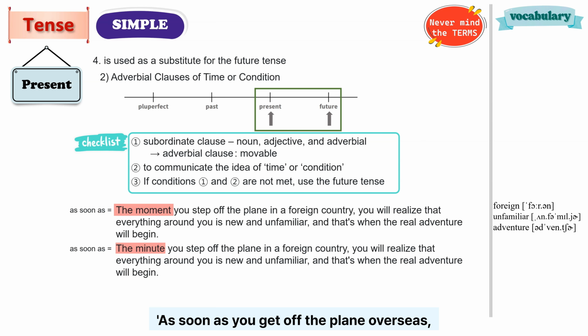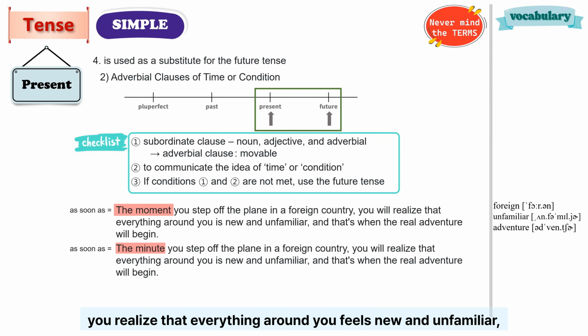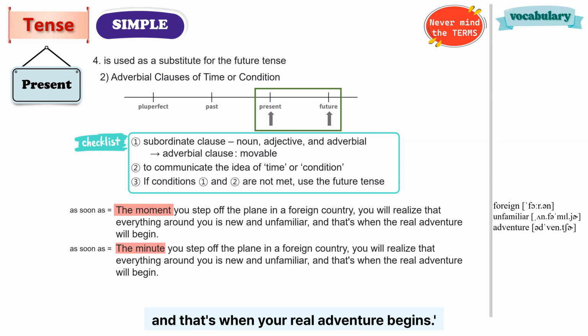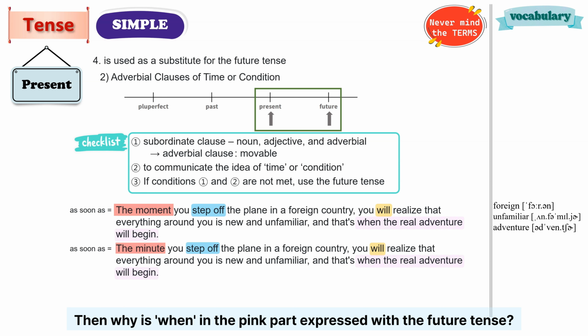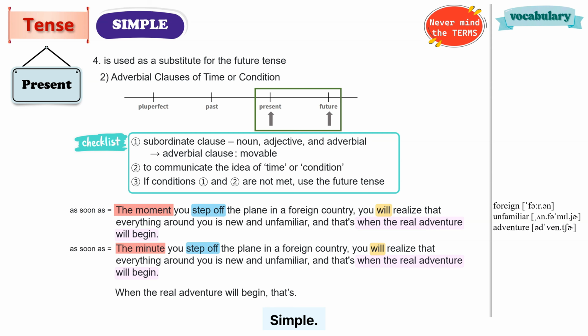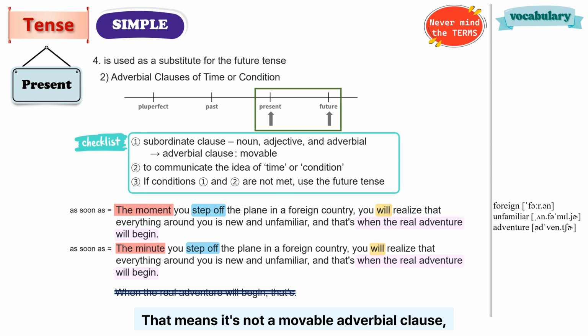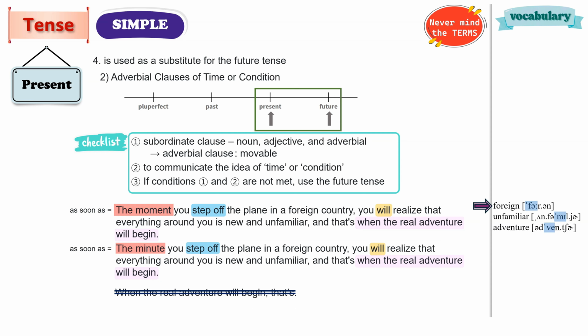As soon as you get off the plane overseas, you realize that everything around you feels new and unfamiliar, and that's when your real adventure begins. Here, the main clause uses the future tense, but the subordinate clause uses the present tense. Then why is when in the pink part expressed with the future tense? Simple. When we move the clause, the sentence becomes awkward. That means it's not a movable adverbial clause, so the future tense must remain.